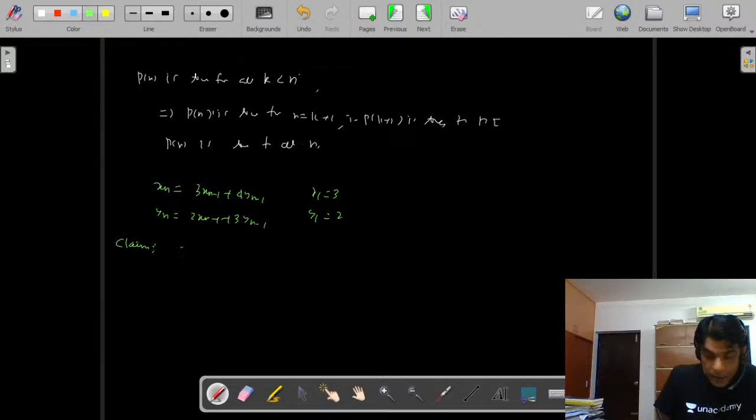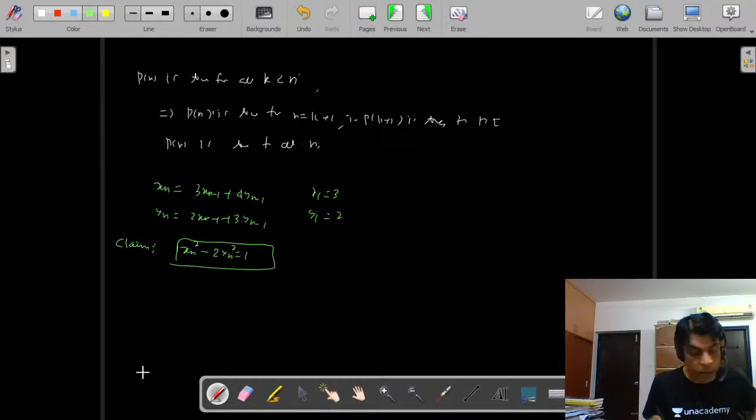My claim is xn squared minus 2yn squared equals 1. You have to guess what can satisfy this. This is my claim: xn squared minus 2yn squared equal to 1. Of course, we need not know the theory of this, correct?